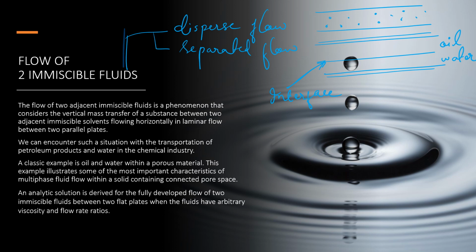So these are two flat plates on which oil and water is flowing, forming an interface and two layers. So we can encounter such a situation with transportation of petroleum products and water in chemical industry. An analytical solution is derived for fully developed flow. We will be deriving an analytical equation for fully developed flow of two immiscible fluids between two flat plates, when the fluids have arbitrary viscosity and flow rates.